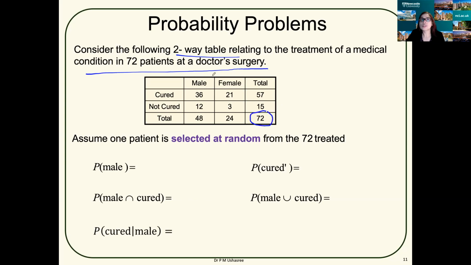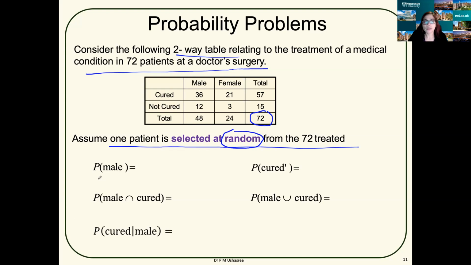So you would have used it in biology, isn't it? Two-way table. Okay, so you have the total patients, 72. Assume one patient is selected at random from the 72 treated. You have to pick one patient at random. That means there is an equal chance. Each and every patient has an equal chance of being selected because it's a random process.